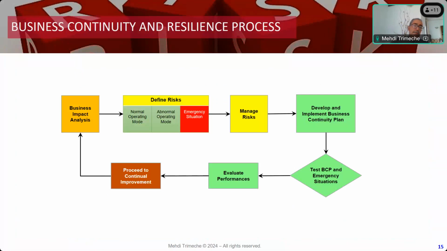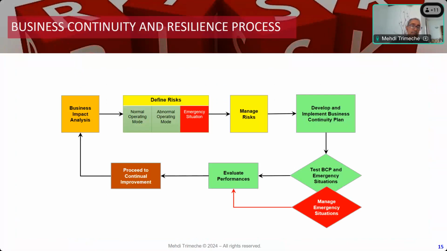This is a continual improvement process. However, we can have a real emergency situation, so we can have a problem. The objective of this process is to prevent problems. However, problems can exist and can occur. So in this case, we are already ready to implement the business continuity plan for this case of emergency situation. People are ready, and we tested before, so the chances to succeed are very high.